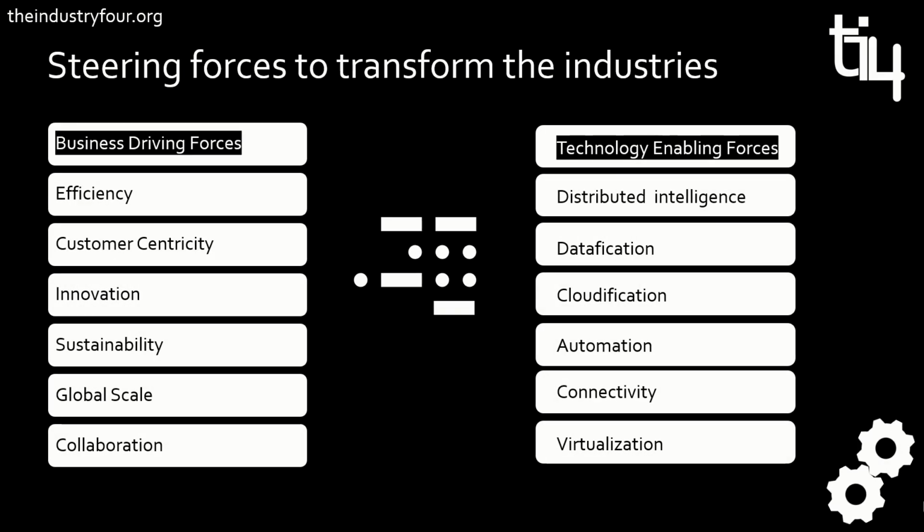Now let's look at the steering forces to transform the industries in terms of business drivers and technology enablers. On one side, we can categorize efficiency, customer centricity, innovation, sustainability, global scale and collaboration as a part of business driving forces. And on the other side, we can categorize distributed intelligence, datafication, cloudification, automation, connectivity and virtualization as a part of technology enabling forces.